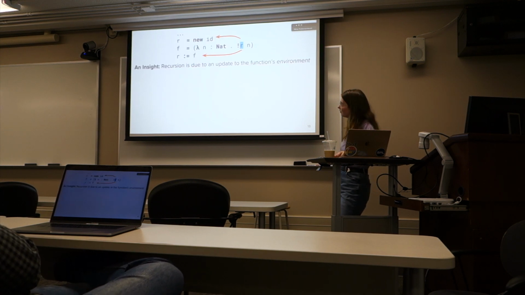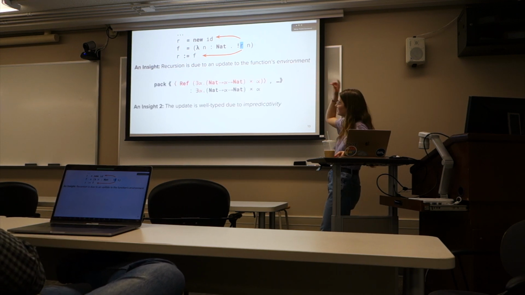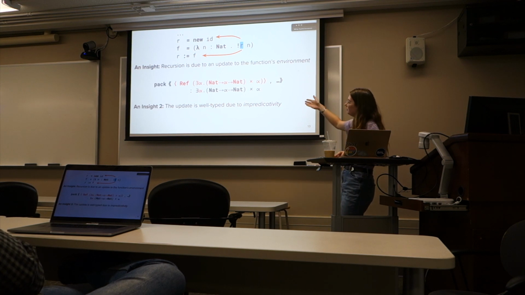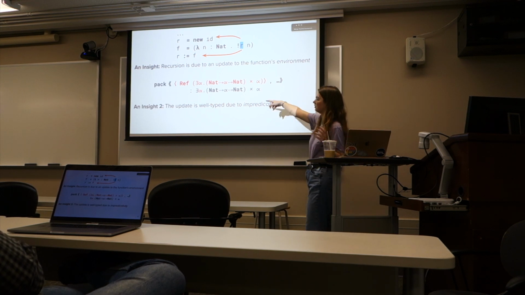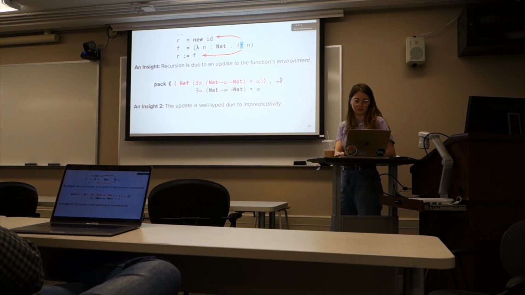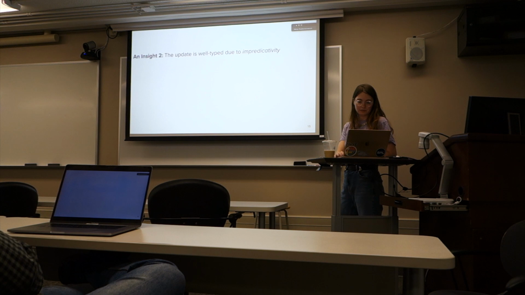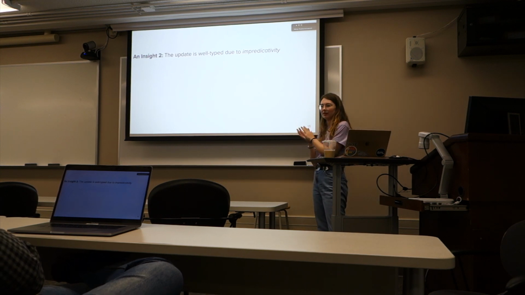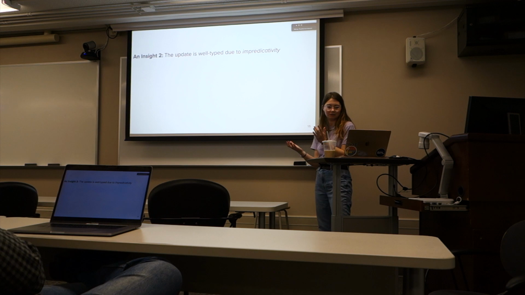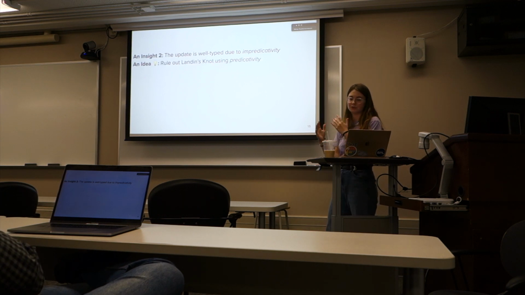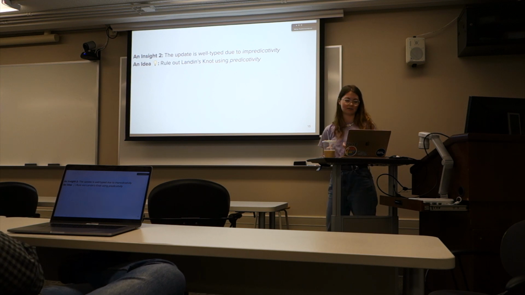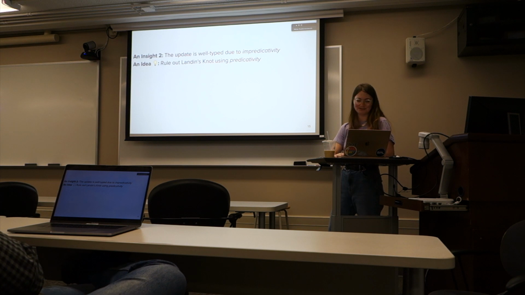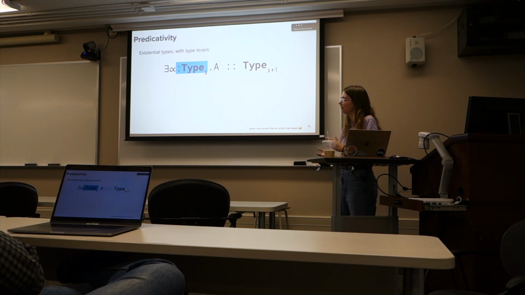Okay, just to recap, we saw that this non-termination or recursion is happening because of this update to the function's environment or update to the heap. And we saw that this update is well typed because after closure conversion, we can see where that impredicativity comes through. So if this update is well typed due to impredicativity, a natural question is, can you prevent or rule out Landin's knot by using predicativity instead? Just cut the knot in half, I guess. If we're going with knot metaphors, untie it, I guess that was the title. So let's take a look at what that might look like.